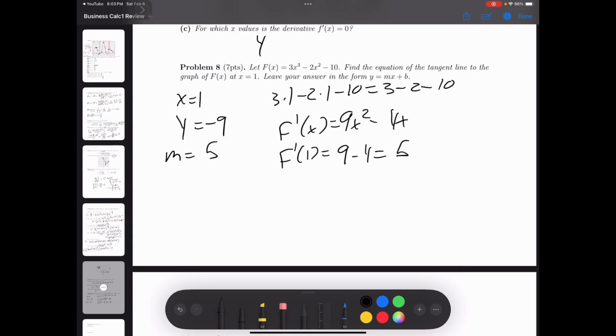Well, now we just have to find b. Y equals mx plus b. -9 equals 5 times 1 plus b. Subtract the 5 to the other side, we get -14 equals b. And so our answer is y equals 5x minus 14. Cool.